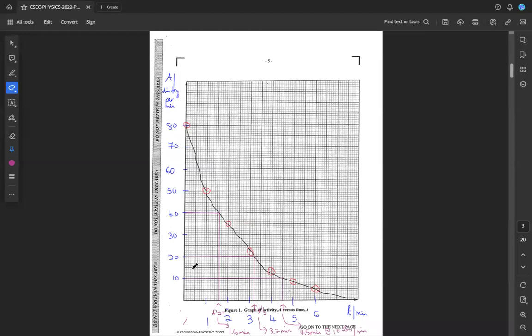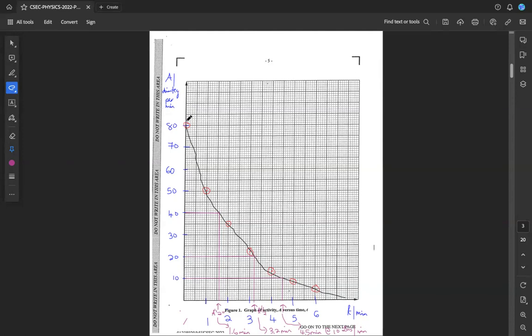I plotted all the points on the graph. There are 6 points, and I plotted them with their corresponding time. So t equal to 0 was 80, and that's my first point. Then this is my second point of 50 at 1 minute, and so on and so forth. For the scale, I used 2 centimeters to represent 1 minute, and 2 centimeters to represent 10 disintegrations per second. That way I found it was fairly easy to plot the points.